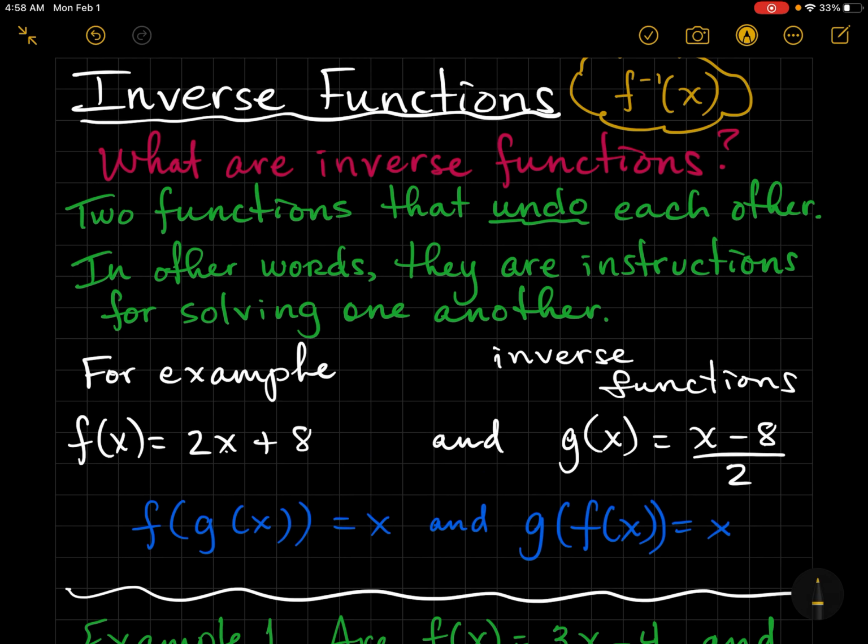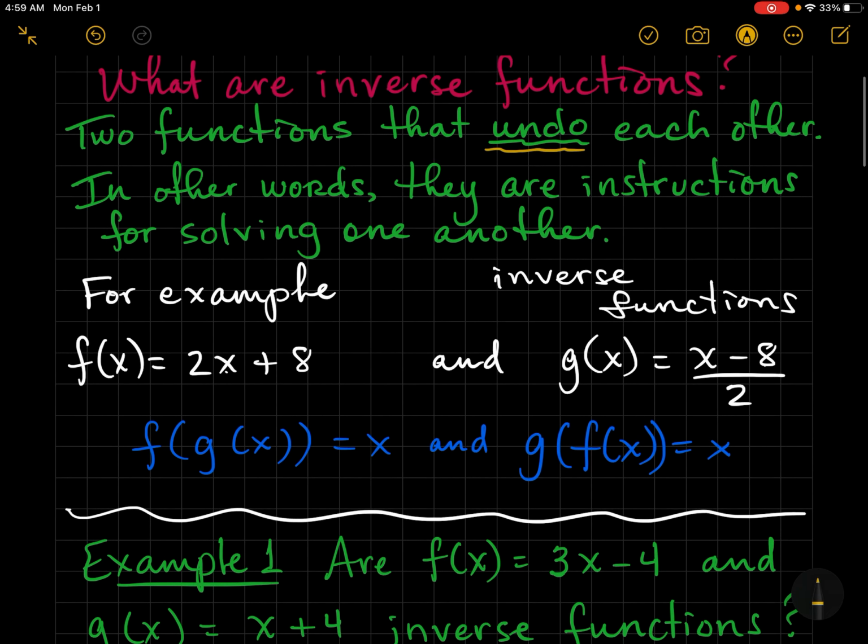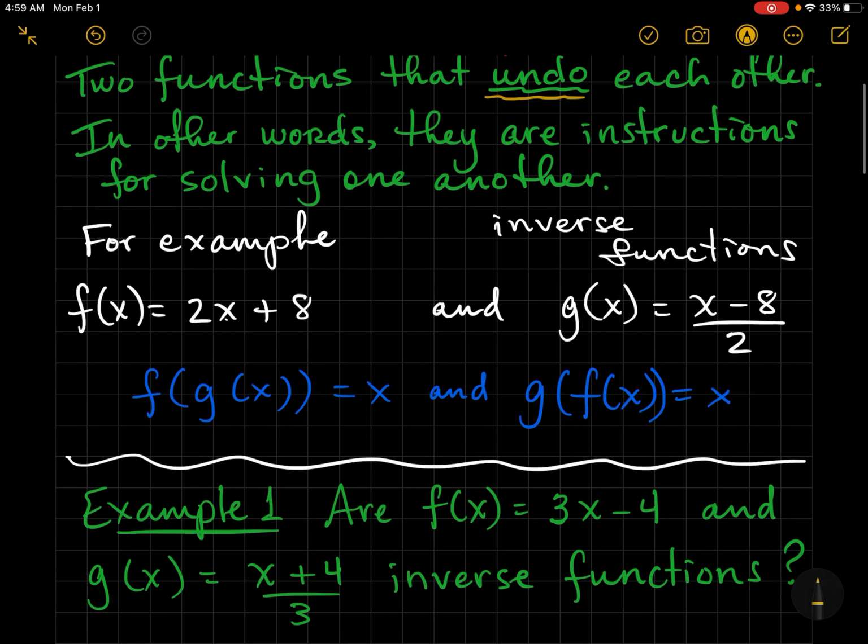So what are inverse functions? There are two functions that can undo each other. And remember, undo is just a fancy way of saying solve. In other words, they are instructions for solving one another. So here are two inverse functions. I've given them different names. However, you'll usually see one of the functions called f of x, and the inverse will be called f inverse of x. These would be inverse functions.